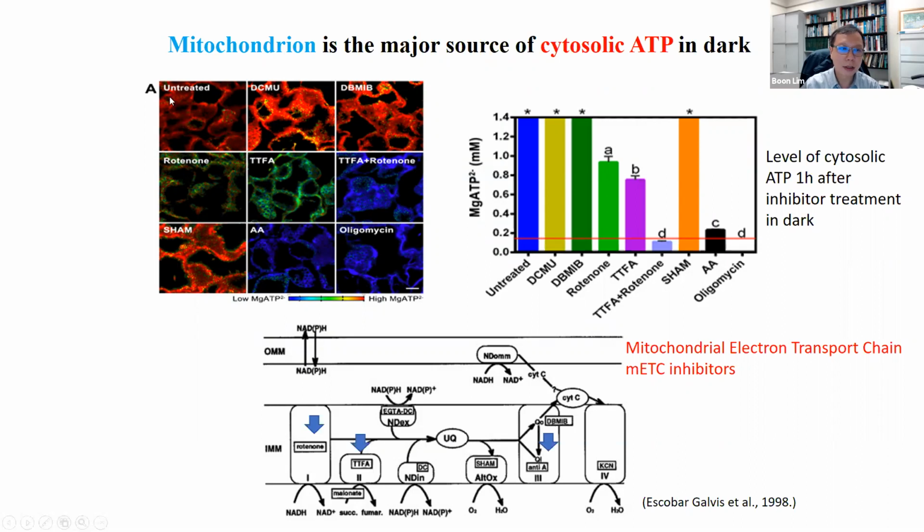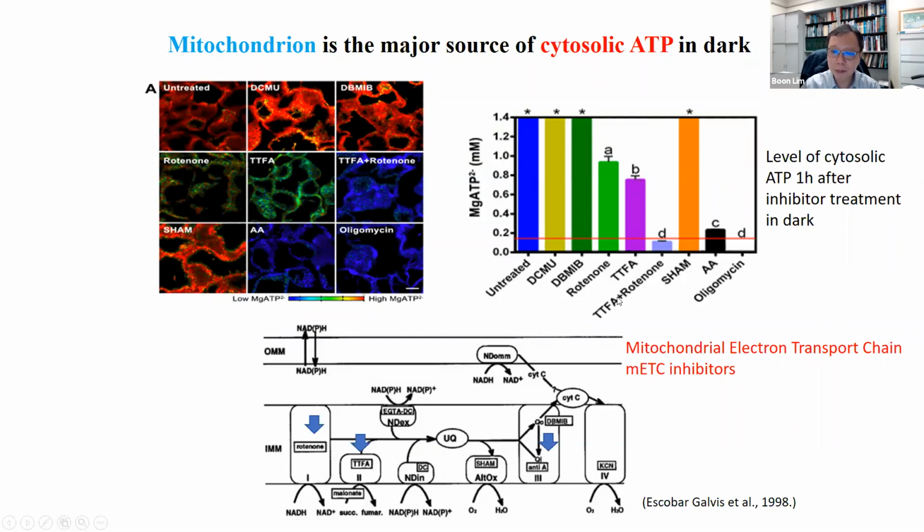We can see that red, this is the sensor in the cytosol. And red means high ATP level in the cytosol. And this 3 means that its level exceeds the detection limit of the sensor in the cytosol. We can see that if we treat the plant with rotenone to inhibit complex 1 or treat the plants with TTFA to inhibit complex 2, the ATP level in the cytosol will drop to a moderate level.